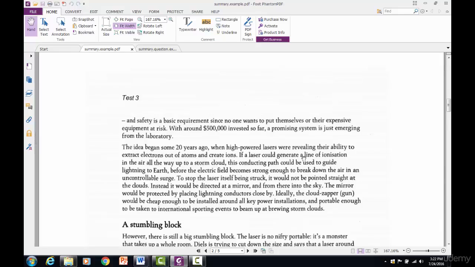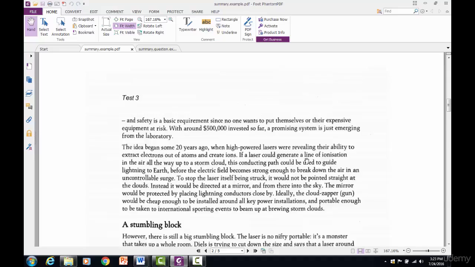So here's ionization. Let's just start at the beginning and look at our topic sentence. I'm right here in this paragraph that starts with the words, the idea. The idea began some 20 years ago when high-powered lasers were revealing their ability to extract electrons out of atoms and create ions. All right, so there's our answer right there, atoms, because extract means remove. Extract electrons out of atoms and create ions.